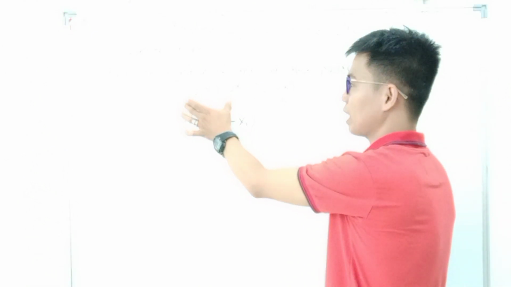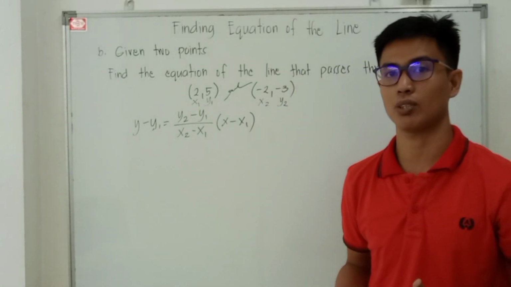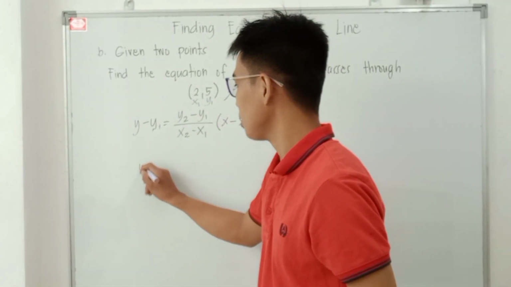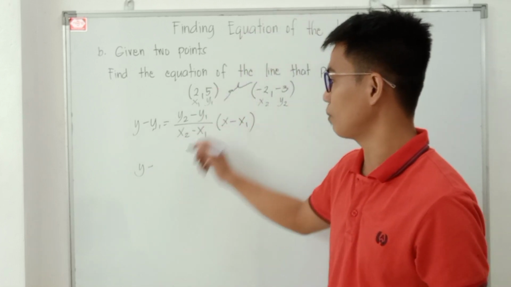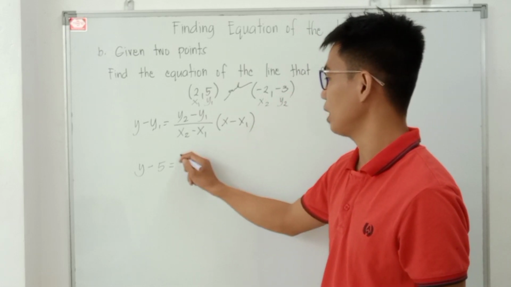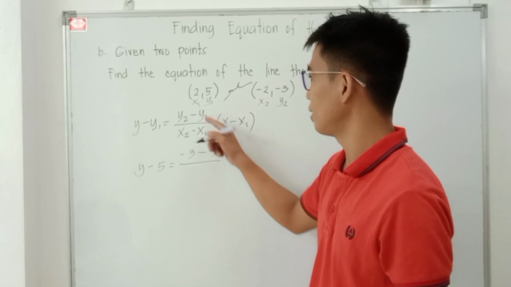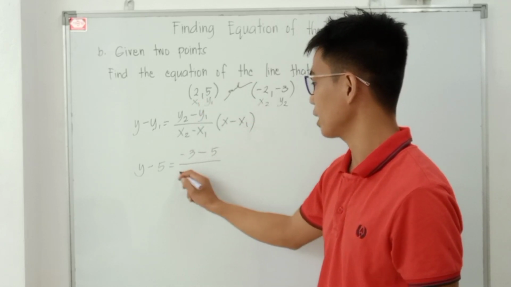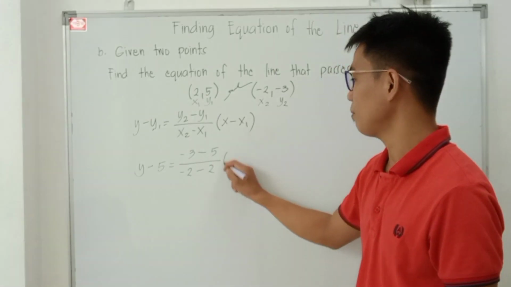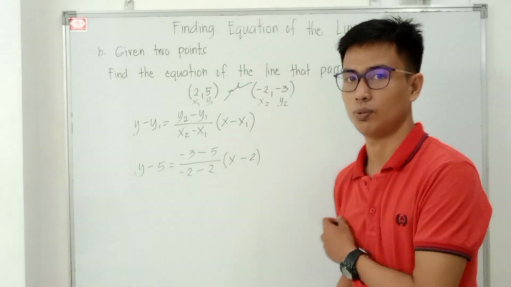So, since meron na tayong label x sub 1, y sub 1, x sub 2, y sub 2, pwede na natin siyang i-substitute dun sa ating formula. So, we have here y minus the value of y sub 1, which is 5, equals y sub 2, negative 3, minus y sub 1, 5, all over x sub 2, negative 2, and x sub 1 is 2, times x minus x sub 1, which is 2.